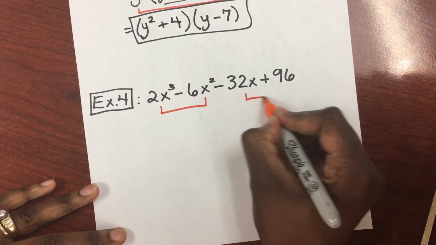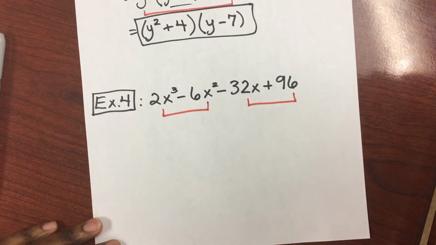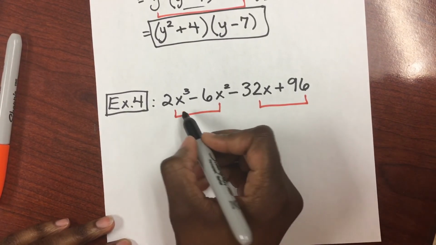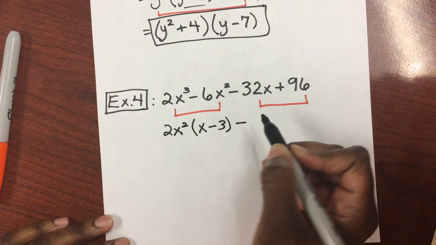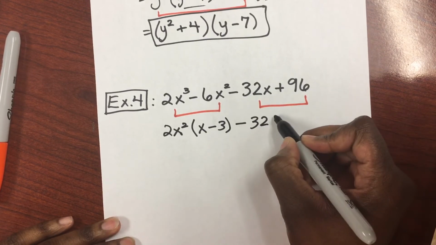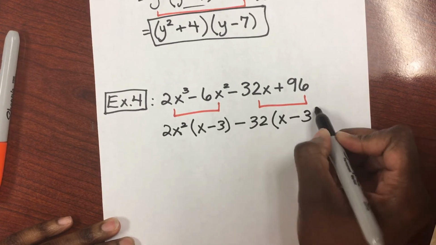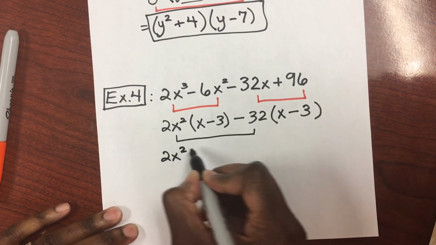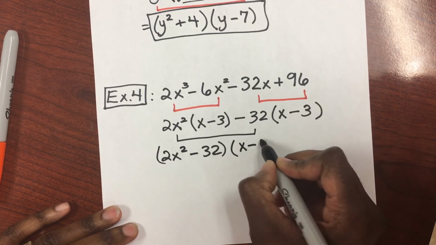This one looks a little different. We're still going to do two at a time, but what do we notice they all have in common? They all can be divided by 2. Say if I didn't notice that in the beginning, what would I do? Well, I could still factor out what they have in common. So let's say we take out 2x squared, and we have left x minus 3, and here we take out 32. And what we have left is still x minus 3. Well, in this case, when I take these two out, I'm going to have 2x squared minus 32 multiplied by the quantity of x minus 3.